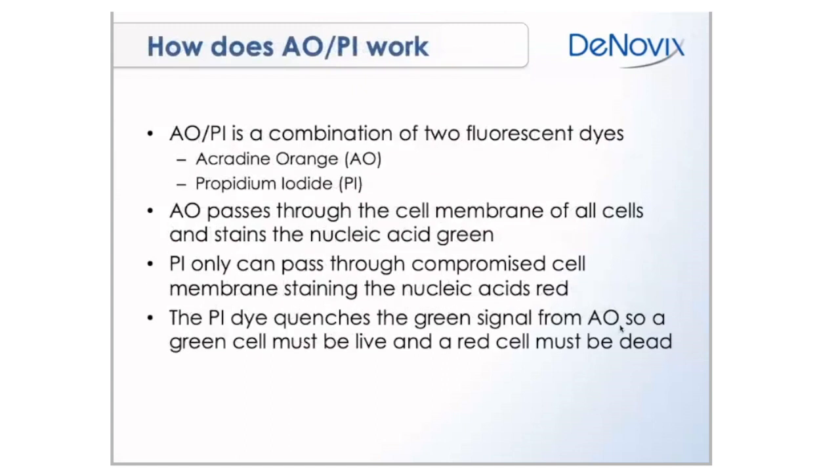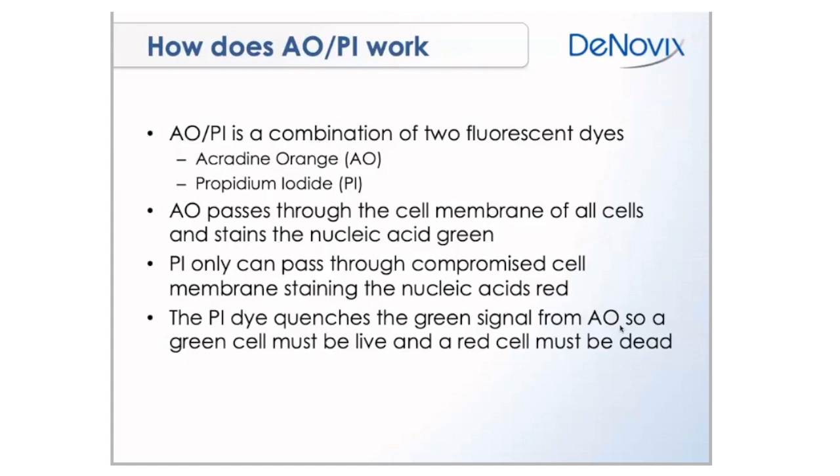So when we're talking about fluorescence in live dead cell counting, we're talking about acridine orange and propidium iodide, or I'll be calling them AO and PI for the rest of this presentation. So you combine those two dyes together. They're commonly available. They're cheap. They're really not any more expensive than buying trypan blue. And AO passes through the membrane of all cells, and it stains the nucleic acids in that cell green. They fluoresce green.